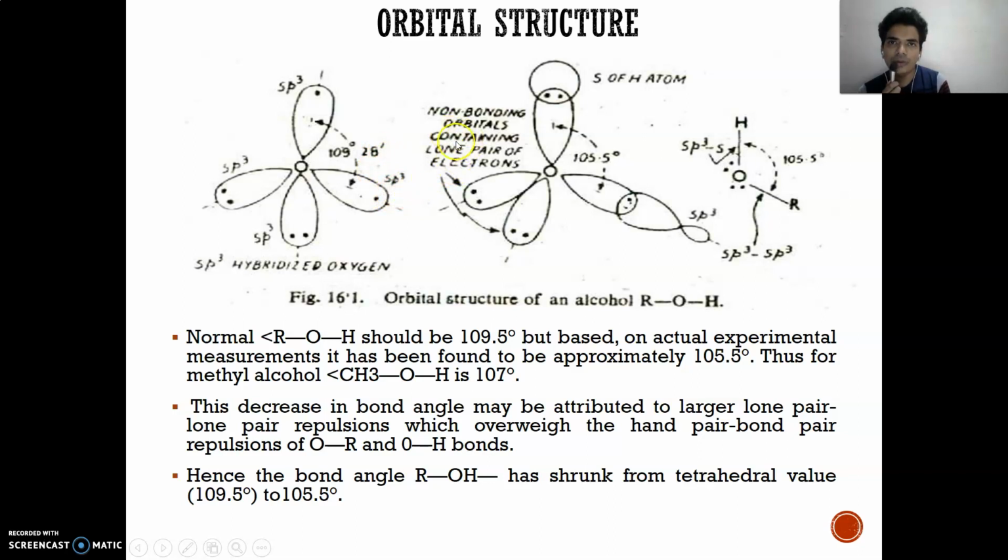So there are two non-bonding orbitals, the lone pairs, which are not bonded because a lone pair of electrons is there, but the other orbitals contain only one electron each. One electron bonds to the s orbital of the hydrogen atom, and one electron bonds to the carbon atom of the alkyl group. So here is the hydrogen, and here is the carbon of the alkyl group bonded to the oxygen, and it forms an angle like this.